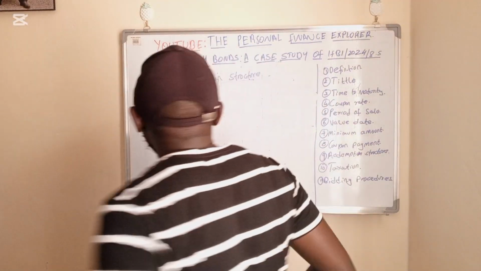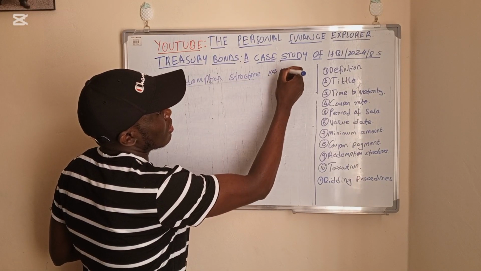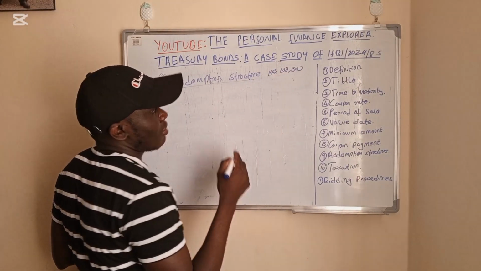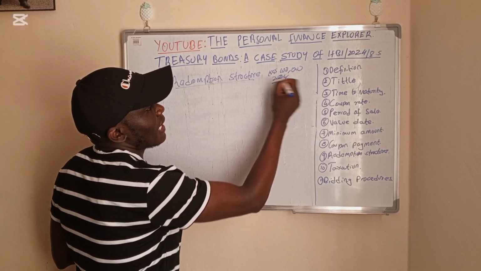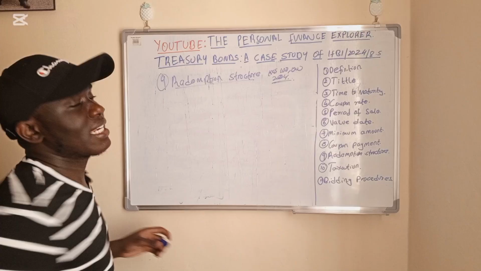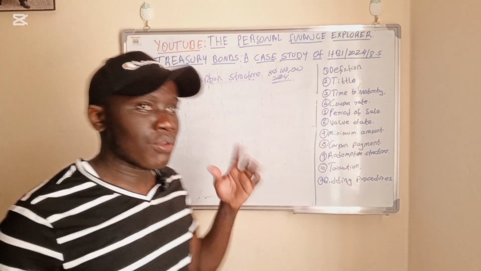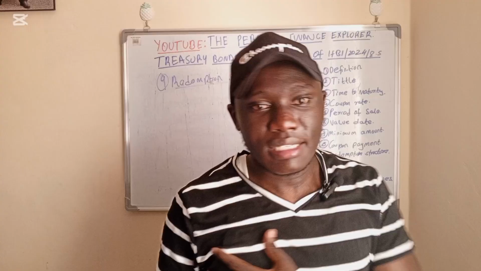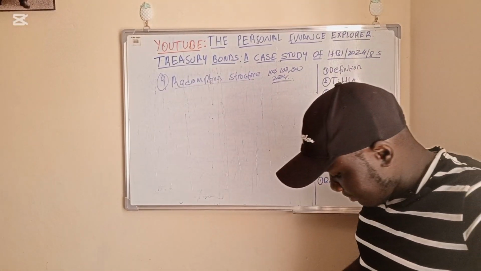I invested my 100,000 in bonds in 2024. When will I get it back? When will I get the 100,000 back? Because all that I will be getting through the years is interest. Now, when will I get my 100,000 back?